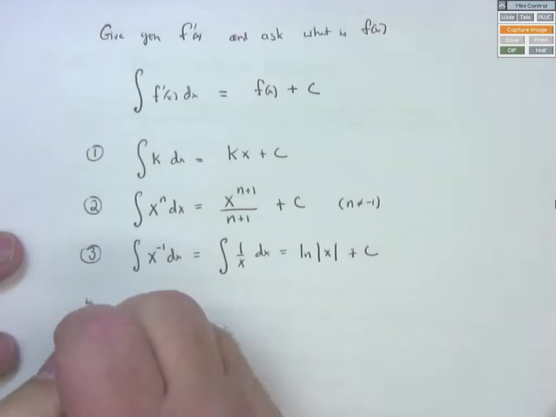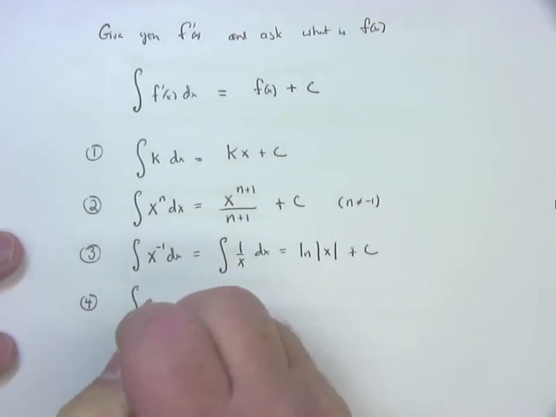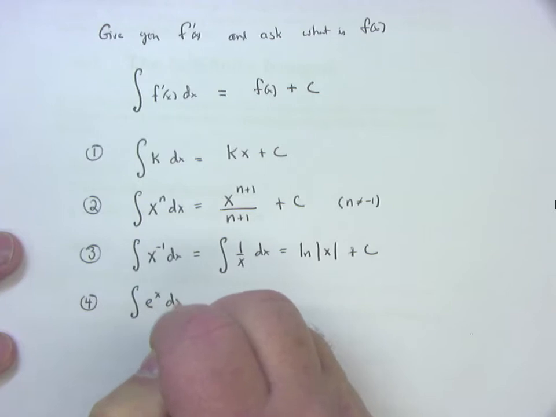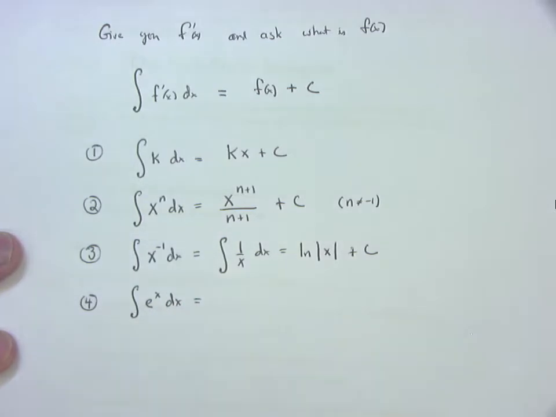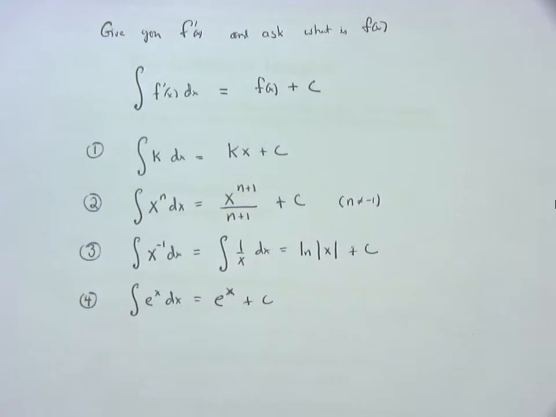Rule number 4 is this. The integral of e to the x. Let's talk about that dude for a second. The integral of e to the x dx. What's the derivative of e to the x? E to the x. So therefore, what's the integral of e to the x? E to the x plus c. That's about as easy as you get. Since e to the x is its own derivative, it's also going to be its own antiderivative or integral.